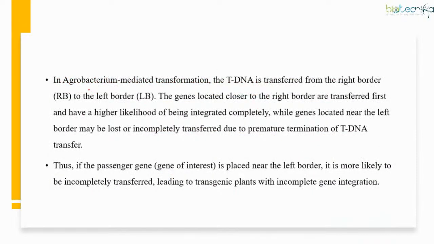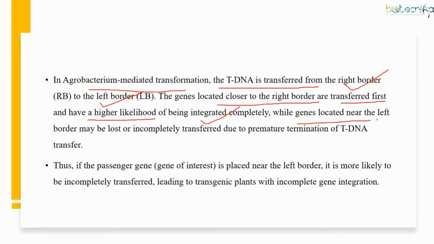In Agrobacterium mediated gene transformation, you might be aware that tDNA is transferred from the right border to the left border. So obviously, the genes that are located closer to the right border will be transferred first, and they have a higher likelihood of being integrated completely. Whereas the genes that are located near the left border may be lost or incompletely transferred due to premature termination of tDNA.